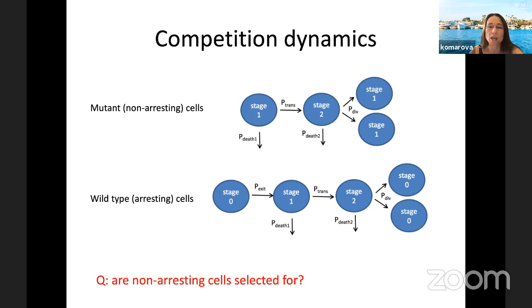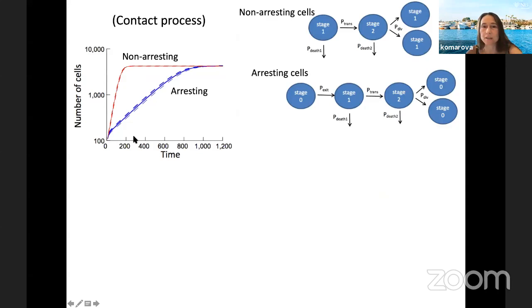Okay. And I wanted to see what are the evolutionary advantages or disadvantages enjoyed by these mutants. Okay. How do we check? So first we let both types of cells grow, obviously in a computer.